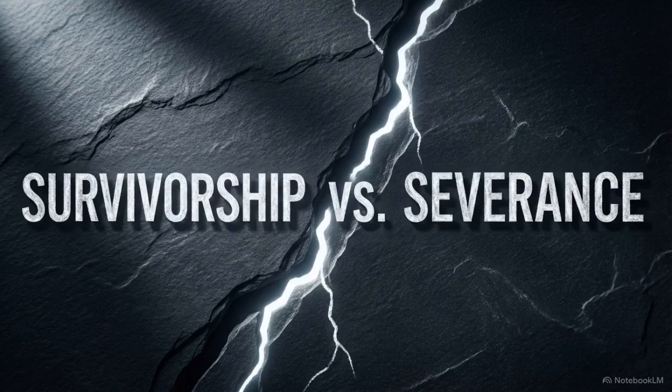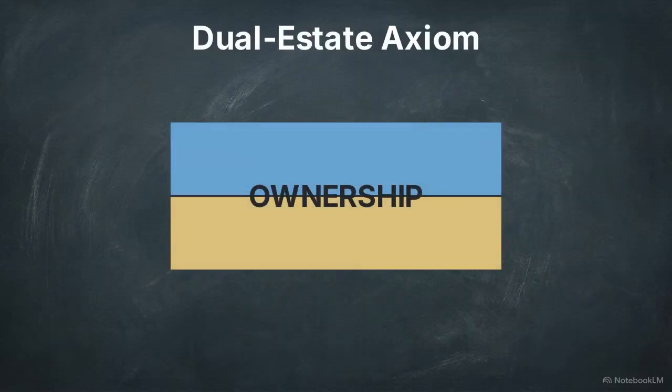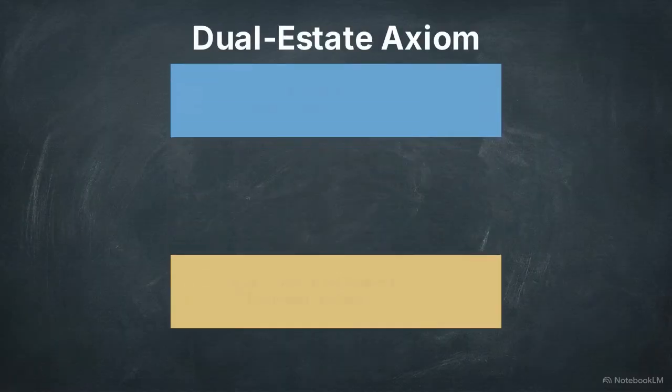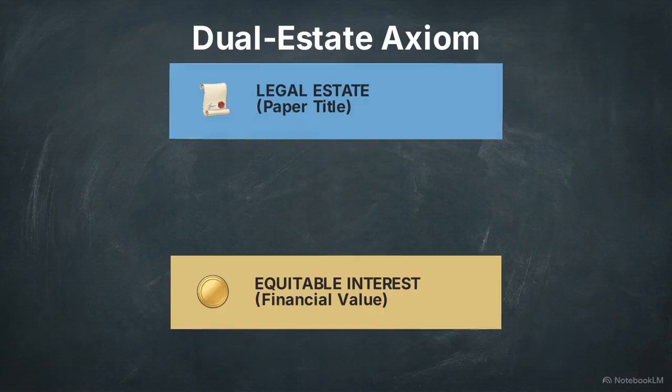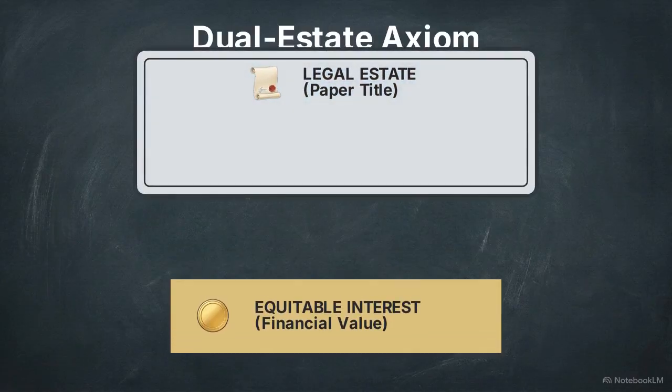We have to determine, does the deceased partner's share pass to the surviving partners, or has the joint tenancy been severed? To solve this, we rely on the Dual-Estate Axiom. English land law demands a strict bifurcation. Ownership is always split into two distinct layers: the legal estate, which controls the paper title, and the equitable interest, which dictates the actual financial value.